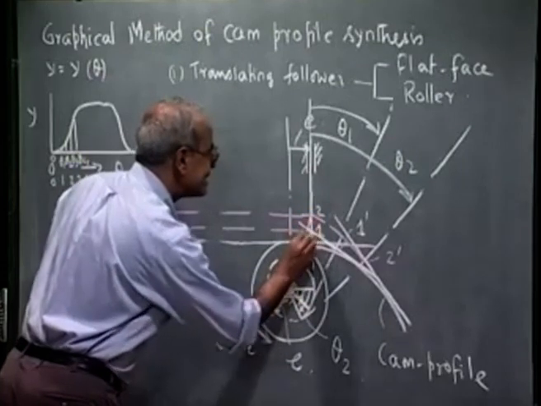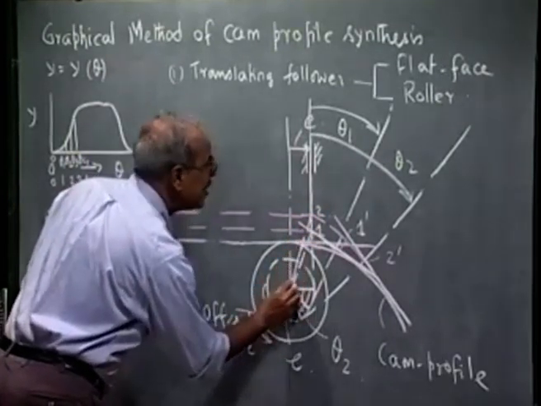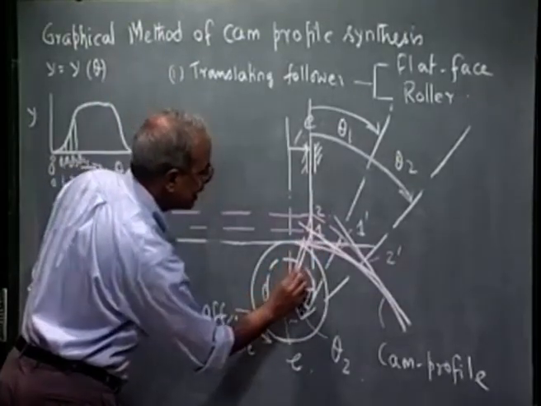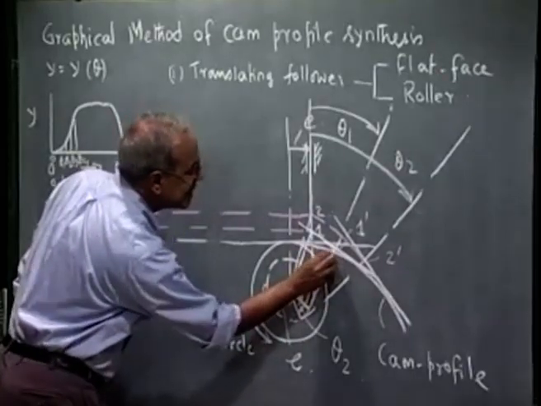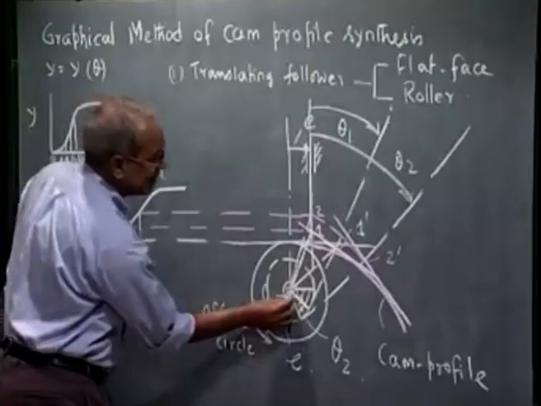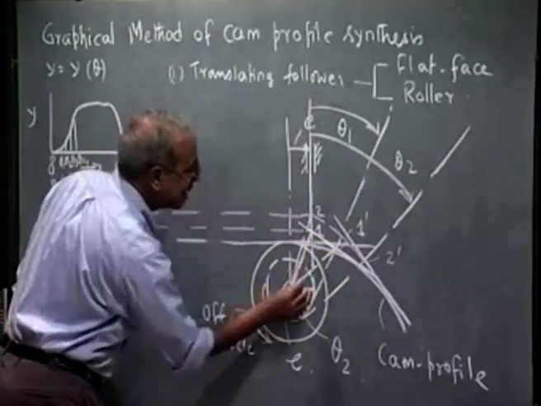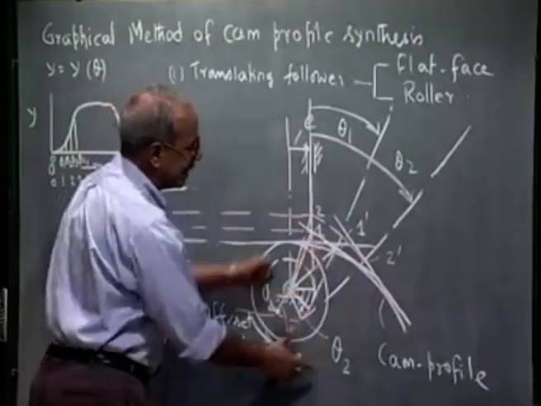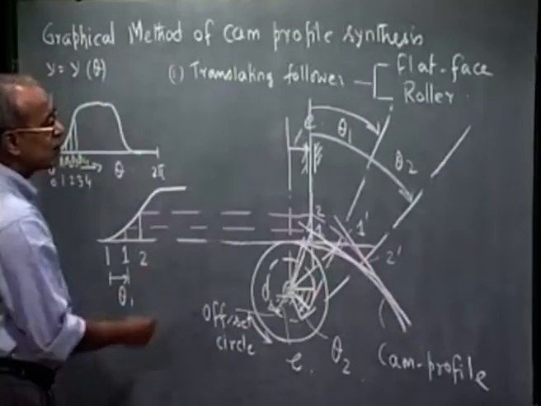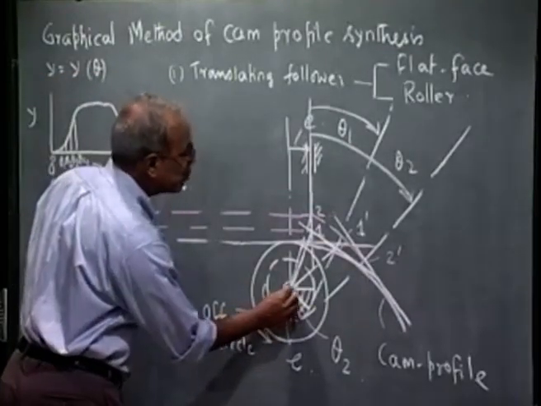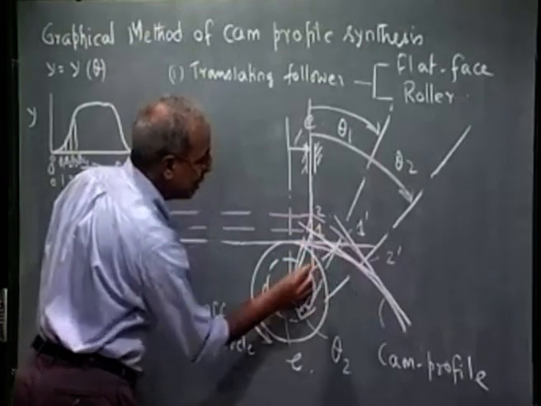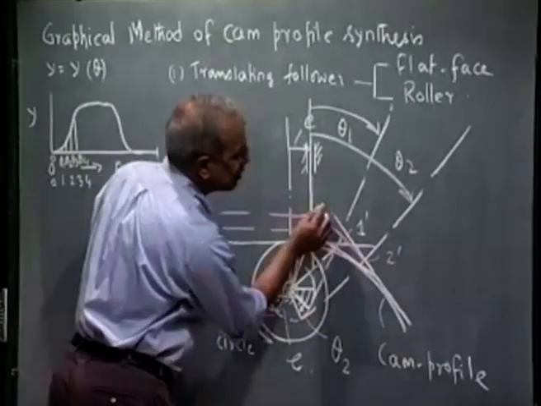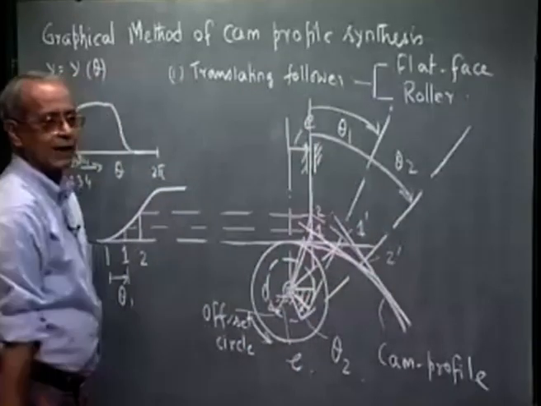Then this distance, if I consider station point 1, is the same as this distance. So this particular right angle triangle is the same as this right angle triangle. So this whole right angle triangle has been rotated by an angle theta 1 in the clockwise direction. So I can just as well say O2A1 rotated by theta 1, I get this point. O2A2 rotated by theta 2, I get this point. And once I get this point, then I can draw the follower face perpendicular to the follower axis.